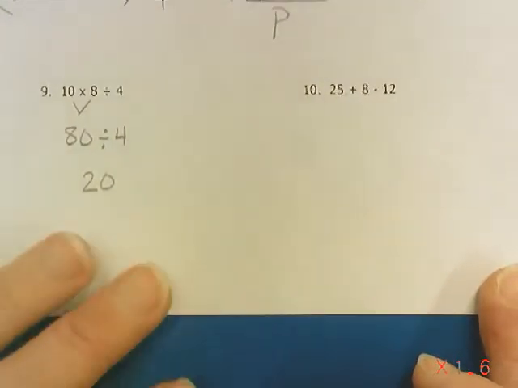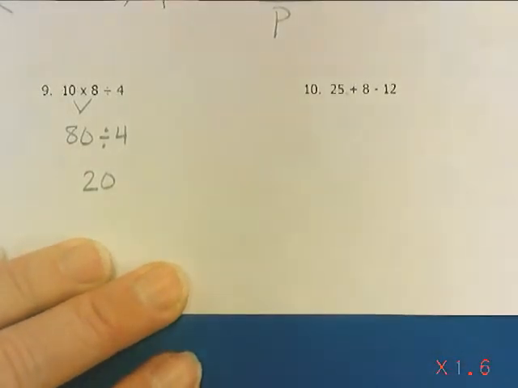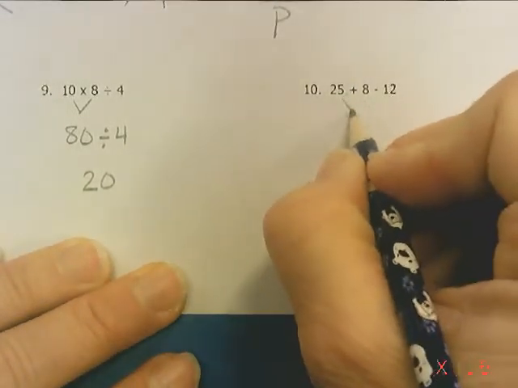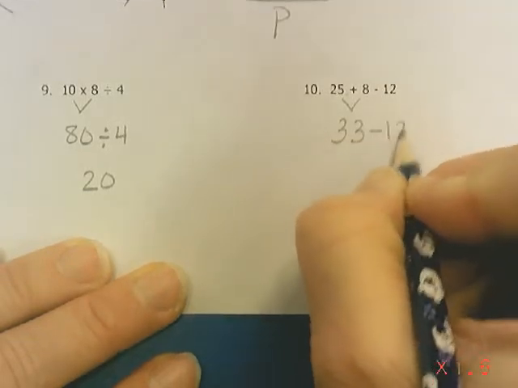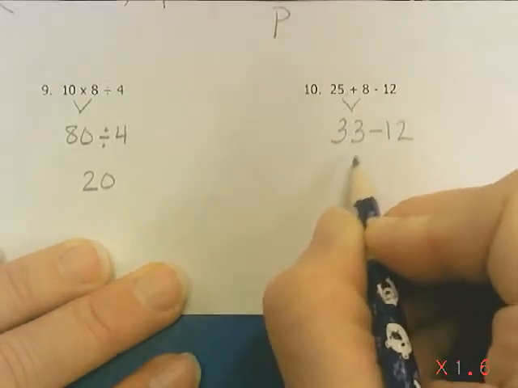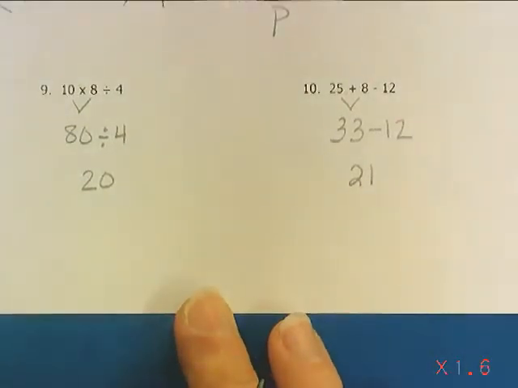On to number 10. We have addition and subtraction only. We're moving from left to right on this one as well. So 25 plus 8 is 33. And then 33 minus 12 would give us 21. On to the back.